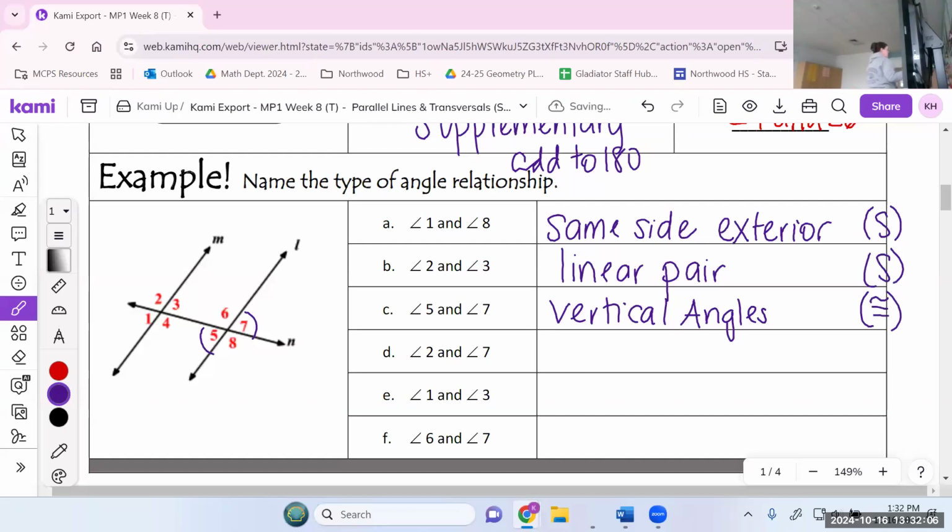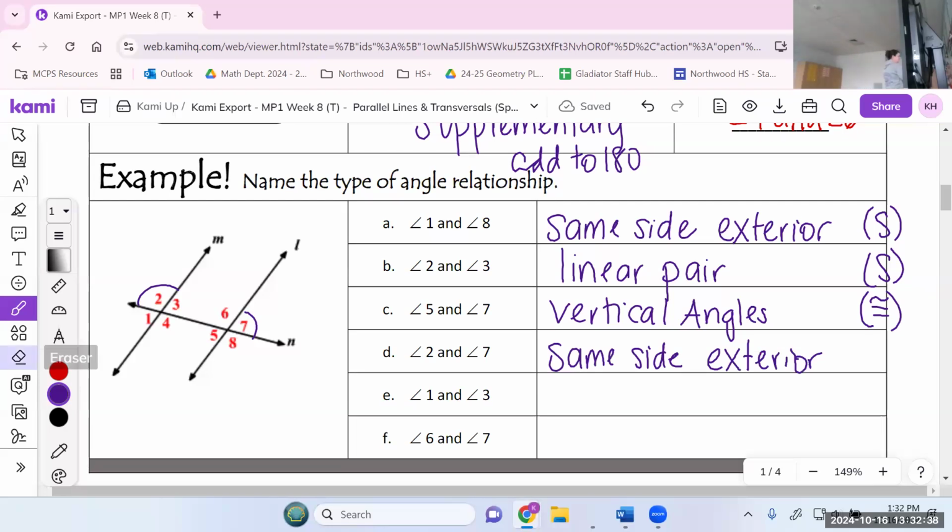Mistakes happen. All right, next we have 2 and 7. First think about the relationship of the transversal. Both of these are north or above the transversal, so that's going to be their same side, right? If they were on opposite sides, that's alternate interior or alternate exterior. These again are outside your parallel lines, so they're the same side exterior.